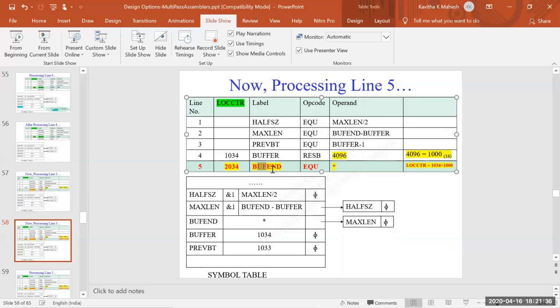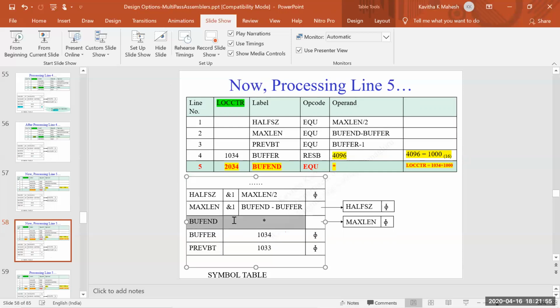So now we will continue ahead with the processing of line number 5. And what is the statement? The statement here is BUFFET EQU *. So again we have a symbol BUFFET here. The assembler enters this into the symbol table at this point, isn't it? So enter BUFFET into the symbol table.